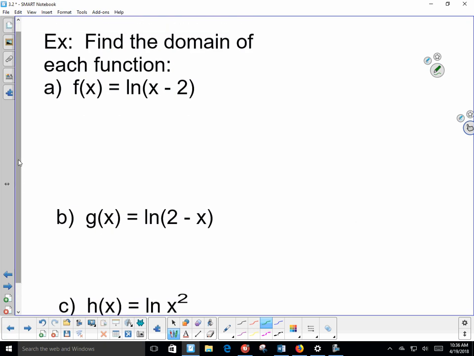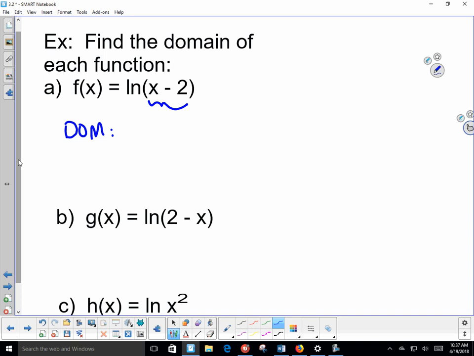Okay, so for this, it says find the domain of each function, f of x equaling ln of x minus 2. The domain would be 2 to positive infinity. Remember, we're not allowed to have any negative numbers. Can I have 1.5? It's 0 to positive infinity?